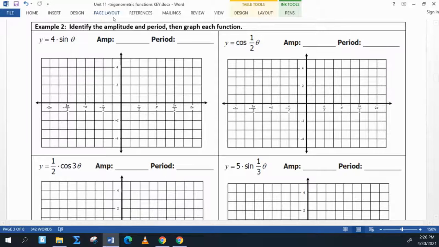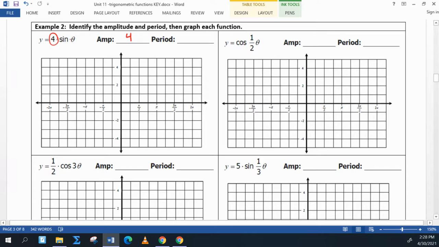All right, on to our graphing. Here's example 2. Again, the first two things you're going to do is identify the amplitude and the period. So looking right here, my amplitude is just the A value, which is 4. That means it's going to go up to 4 and down to -4. Those are our highest and our lowest values above 0.